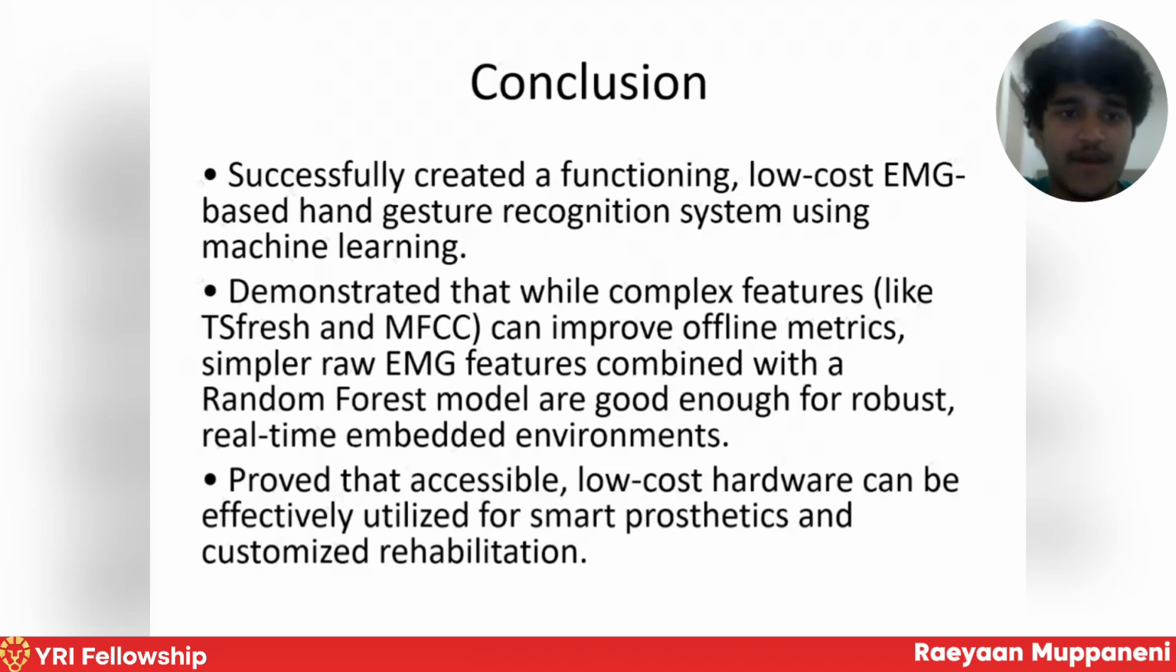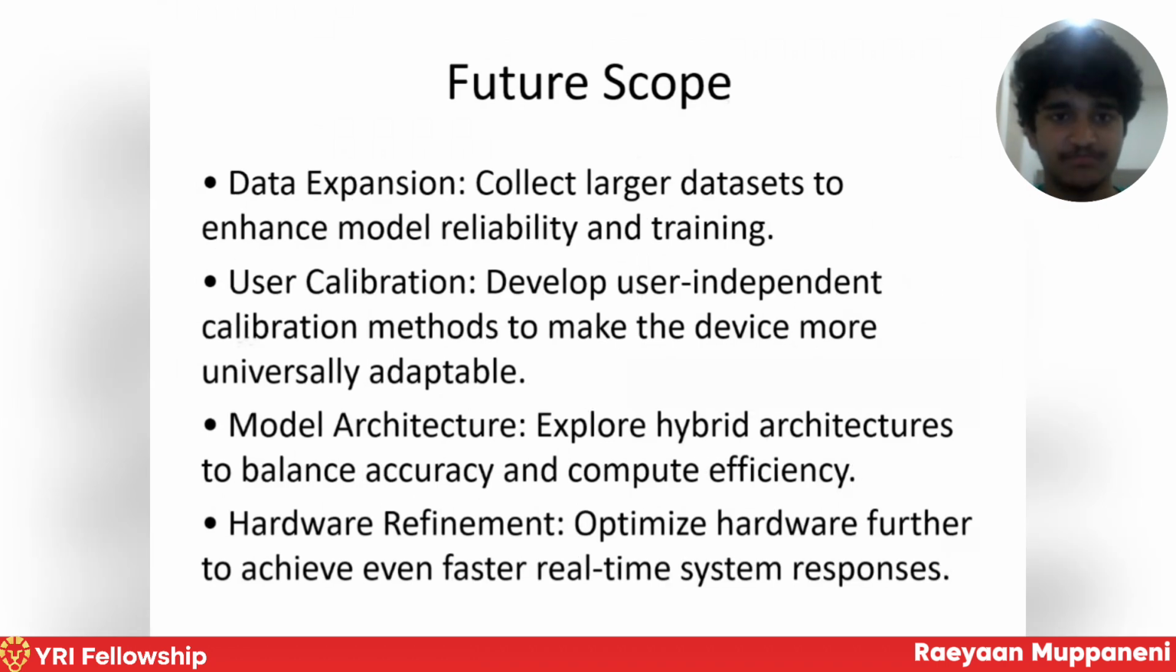So for the conclusion, from this project, I was able to successfully create a functioning low-cost EMG-based robotic arm system that used machine learning. And the results of this project demonstrated that while complex features like TS Fresh and MFCC do have the ability to improve metrics like accuracy, simpler raw EMG envelope values combined with a random forest model are good enough for a robust real-time embedded environment. Additionally, this research proved that accessible low-cost hardware can be effectively utilized for smart prosthetics and customized rehabilitation.